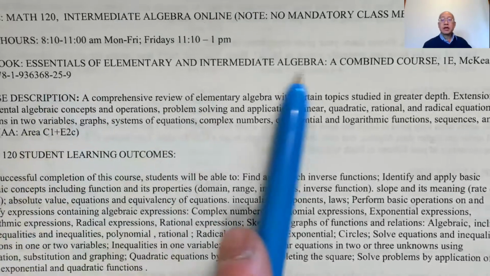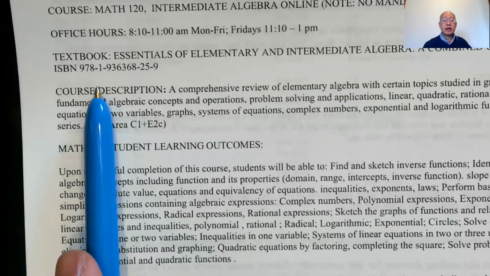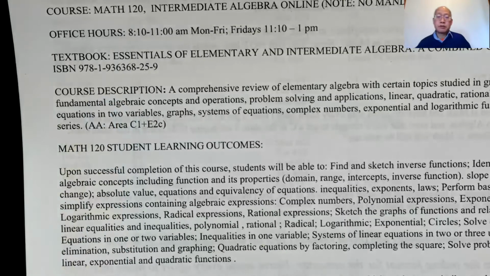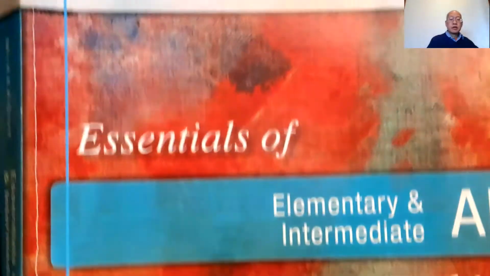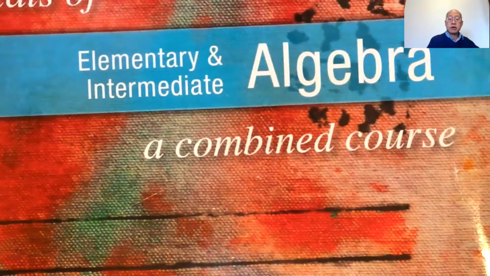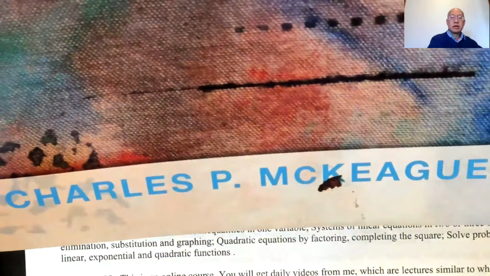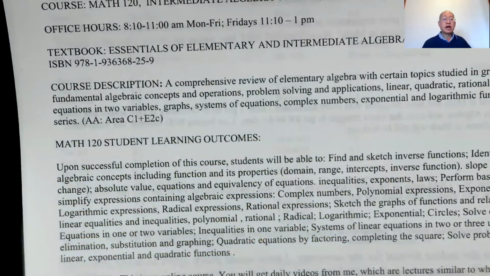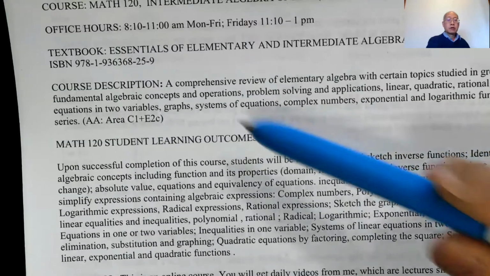Textbook, here's the name. Here's the ISBN, that's important. Here's what the book looks like. Essentials of Elementary and Intermediate Algebra, a combined course by McKeague. And a key item is the ISBN number. You can see right here and also here.